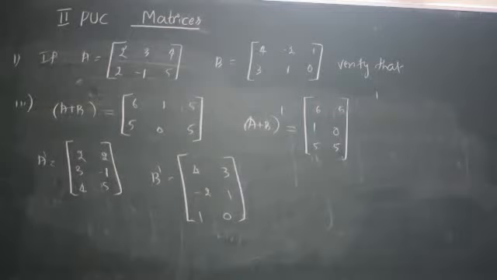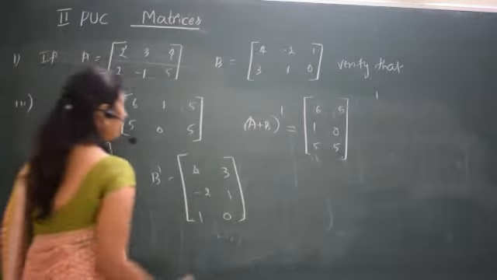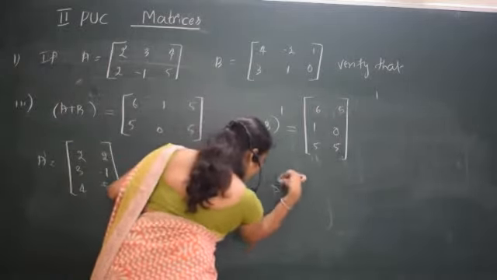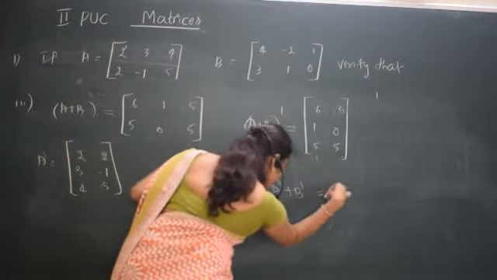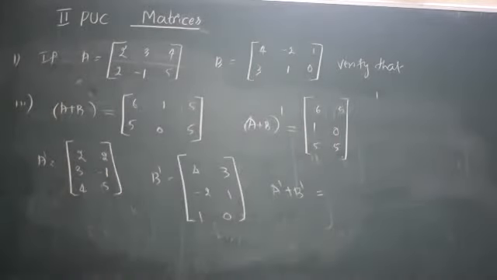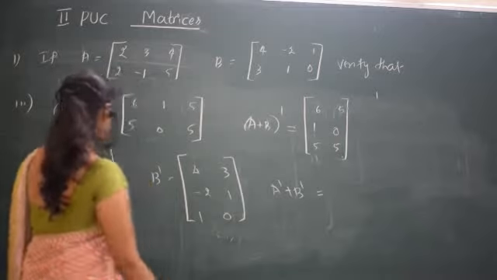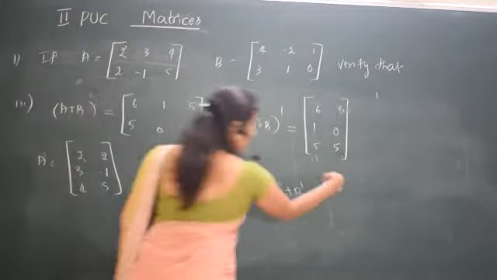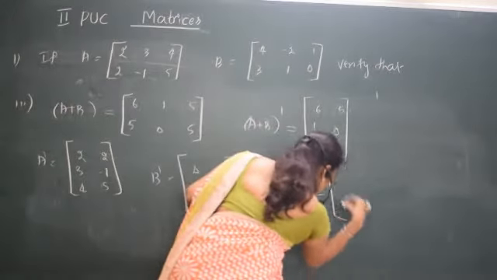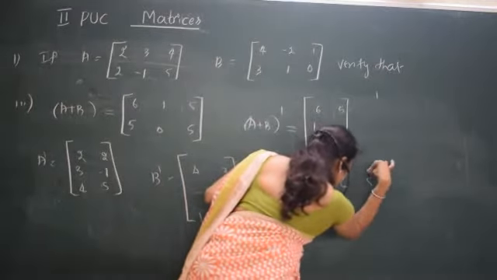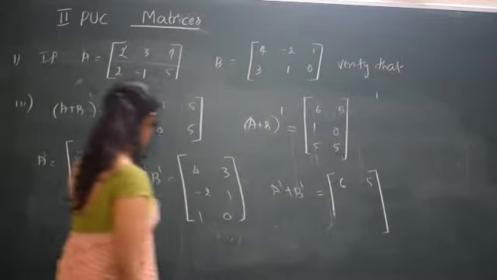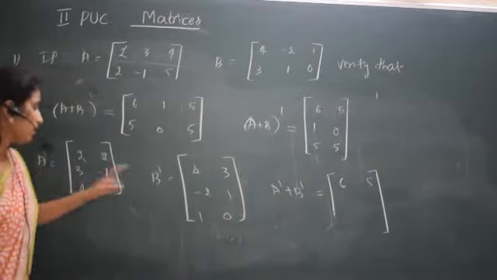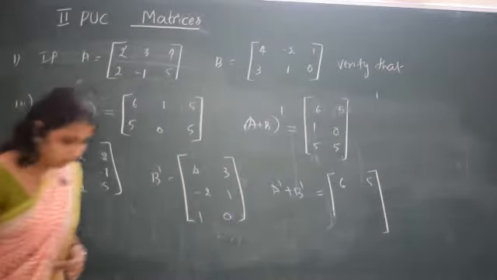After A transpose and B transpose, we have to write A transpose plus B transpose. So what is A transpose plus B transpose? Adding these two: 2 plus 4 is 6, 3 plus 2 is 5, next element is 6, 5. Then 3 minus 2 is 1, and 0.